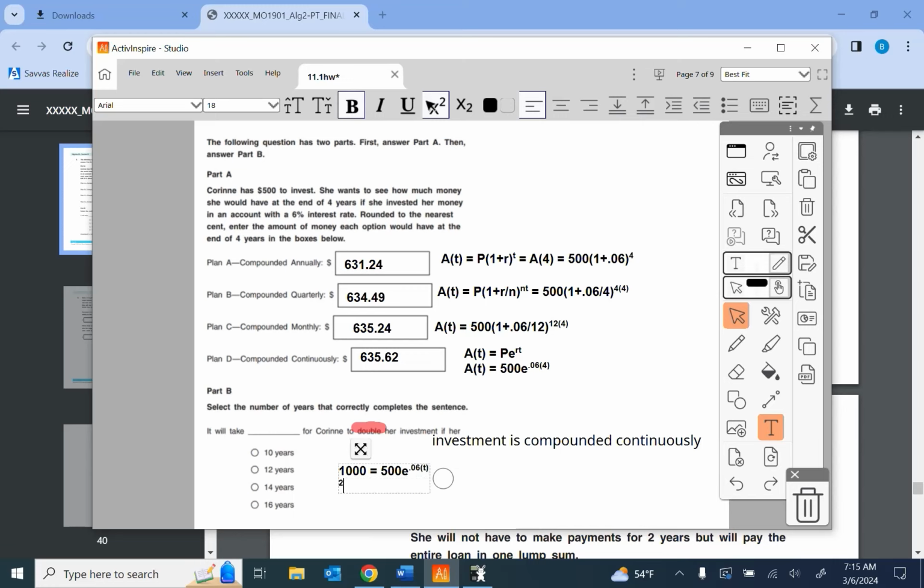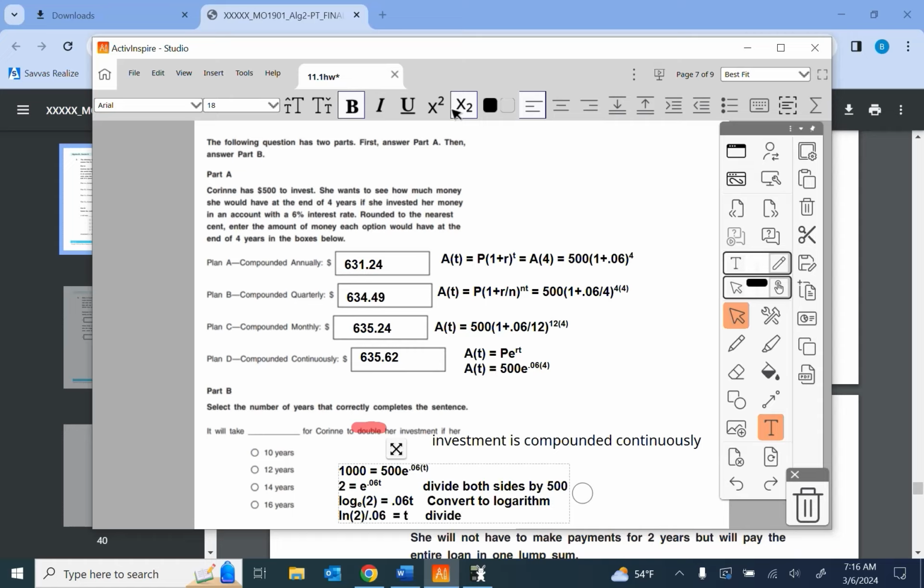I'm going to divide out the 500. Again, what I just did was divide both sides by 500. Now I'm going to convert to a logarithm. It's going to become a log base e. Its argument is 2, and it's equal to 0.06t. And that becomes ln, because log base e is the ln. I'm going to divide by 0.06, and that's my time.